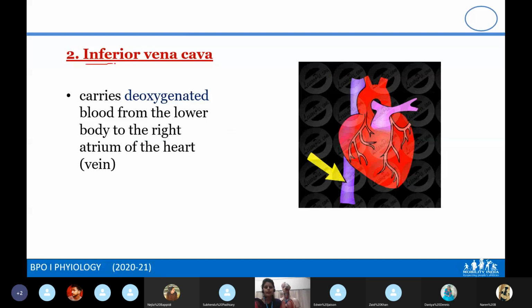Next is inferior vena cava. It carries deoxygenated blood from the lower body to the right atrium. From inferior it goes to right atrium. From the lower limb it goes to the abdomen. From the abdomen it goes to inferior vena cava. From there it goes to the right atrium.